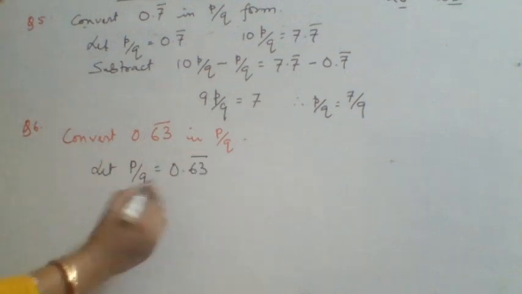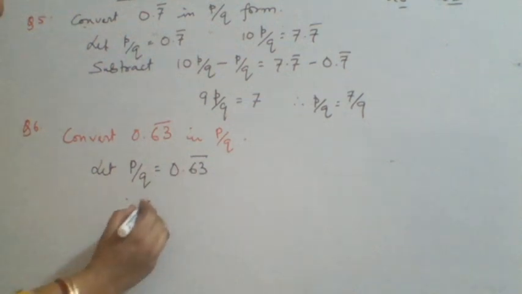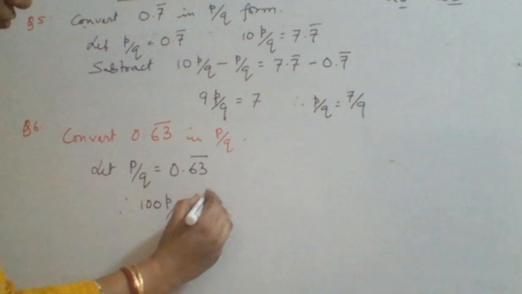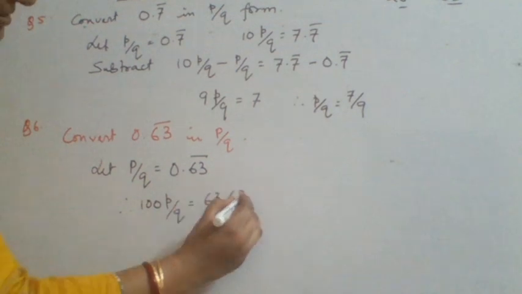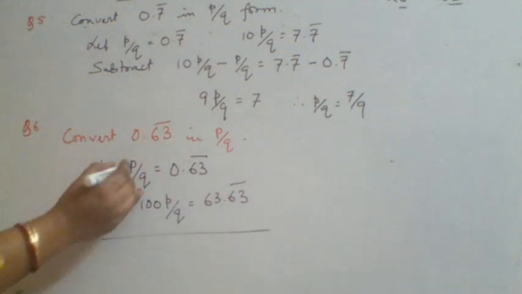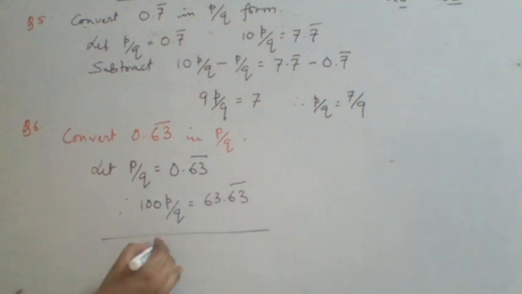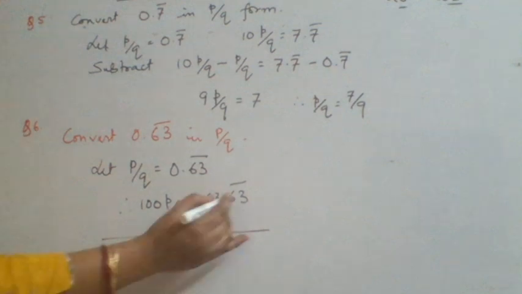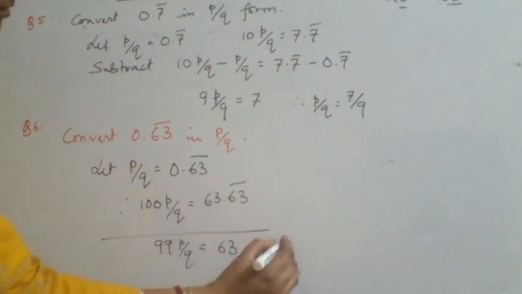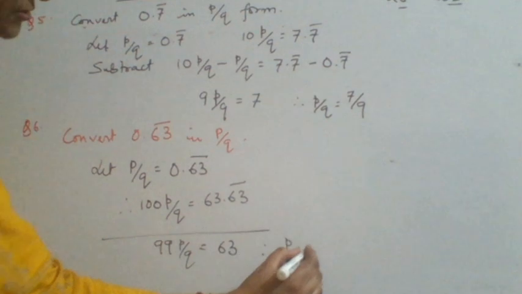Therefore, because two places are repeating, so you multiply it by 100. 100 P by Q is equal to 63.63 bar. So when you subtract this from this, you get 99 P by Q is equal to 63.63 bar, and this is your 63. Therefore, P by Q is equal to 63 upon 99.